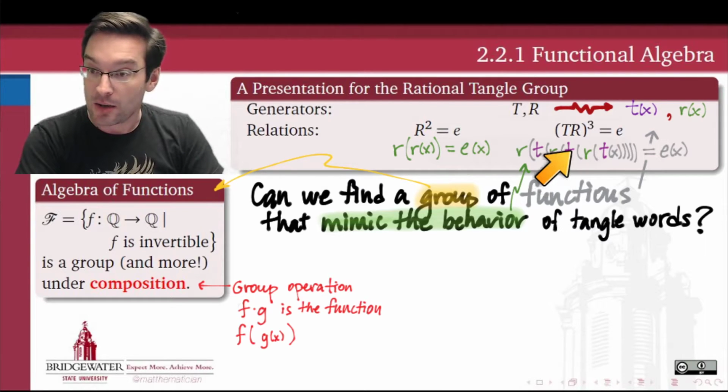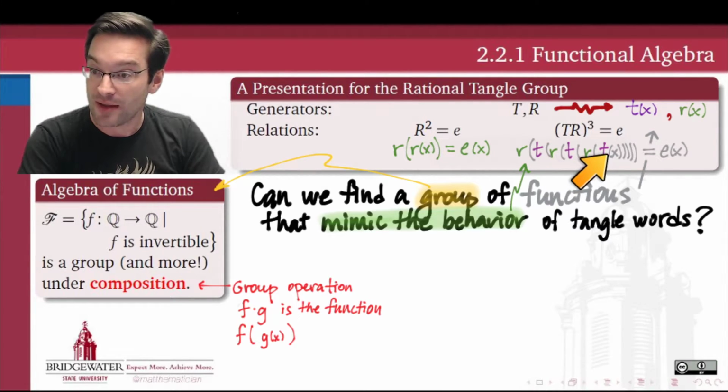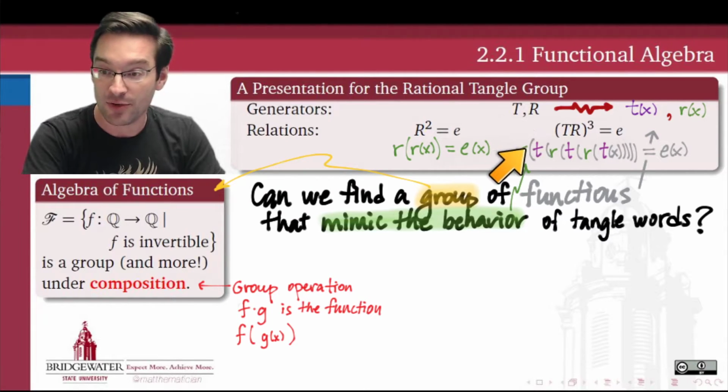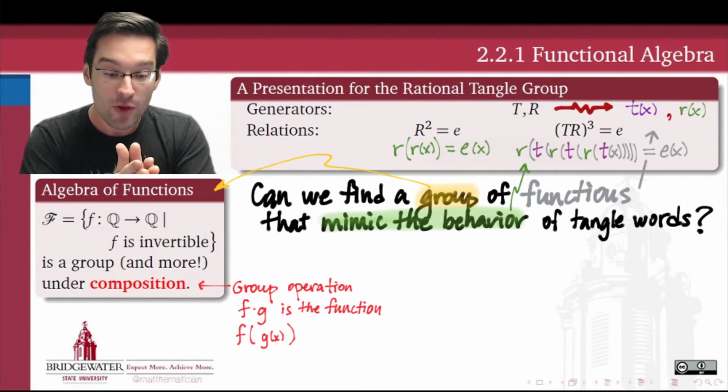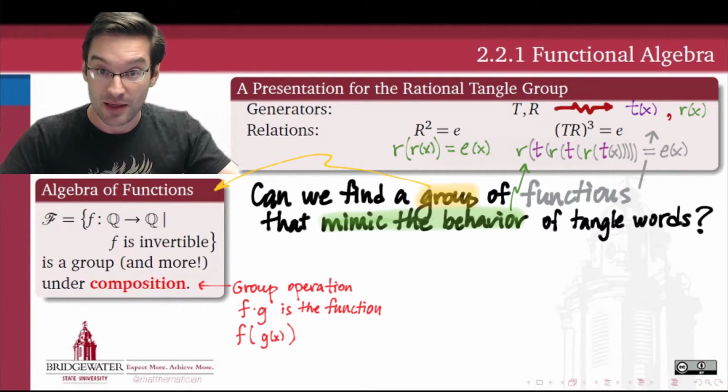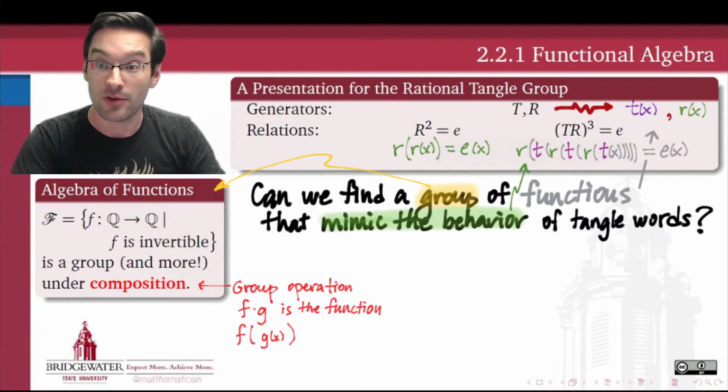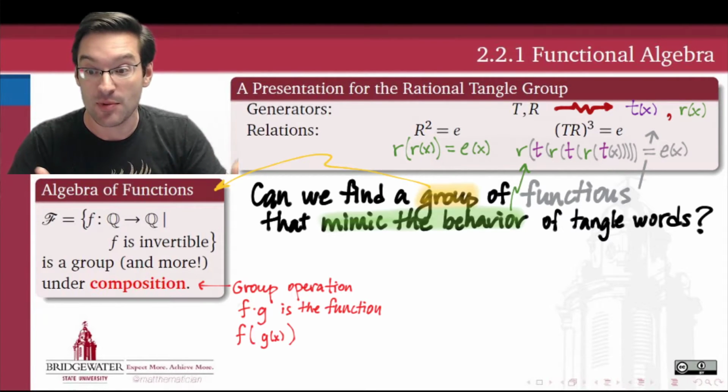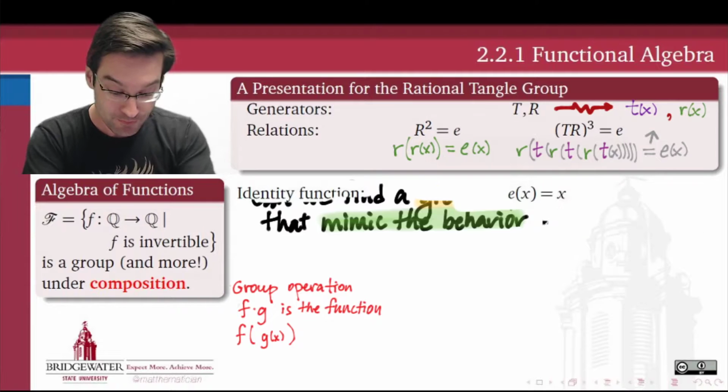So tr composed with itself 3 times is going to look like t followed by r, followed by t, followed by r, going from the inside to the out, right? So the way that we write function notation in composition land sort of looks backwards from the way that we're writing rational tangle words to be read from left to right. That's just something to keep in mind as we go through this process.